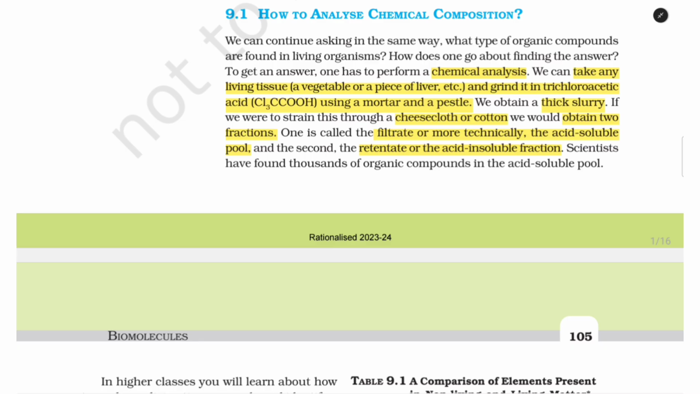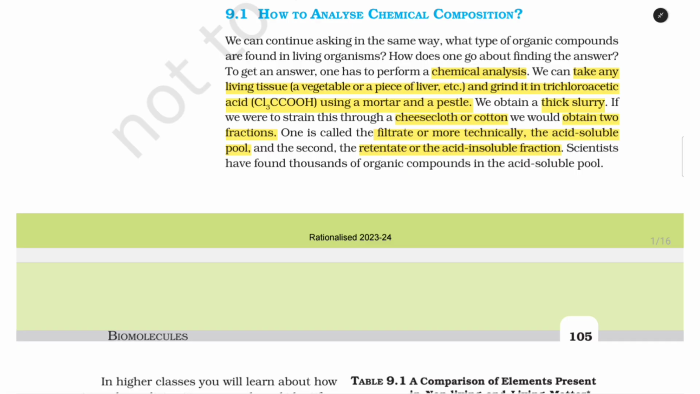How to analyze chemical composition. We can continue asking in the same way what type of organic compounds are found in living organisms. How does one go about finding the answer? To get an answer, one has to perform a chemical analysis. We can take any living tissue, a vegetable or a piece of liver, etc., and grind it in trichloroacetic acid, Cl3CCOOH, using a mortar and a pestle. We obtain a thick slurry.